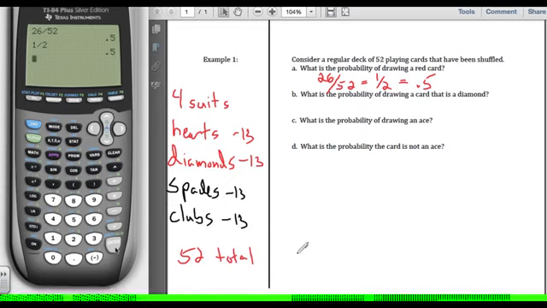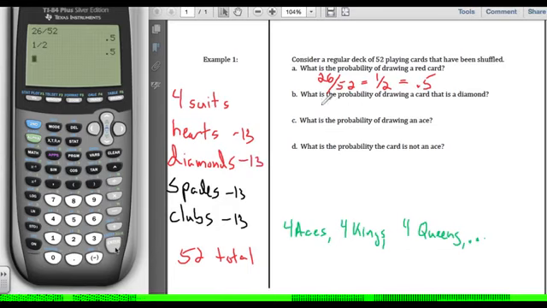Also of note, there are 4 of each type of card. There are 4 aces, there are 4 kings, there are 4 queens, and this keeps going. There are 4 jacks, 4 tens, 4 nines, 4 eights, all the way down to 4 twos, which is the lowest you could go. There's 1 in each suit. There's an ace that's a heart, an ace that's a diamond, an ace that's a spade, and an ace that's a club. To look at part B, what is the probability of drawing a card that is a diamond?